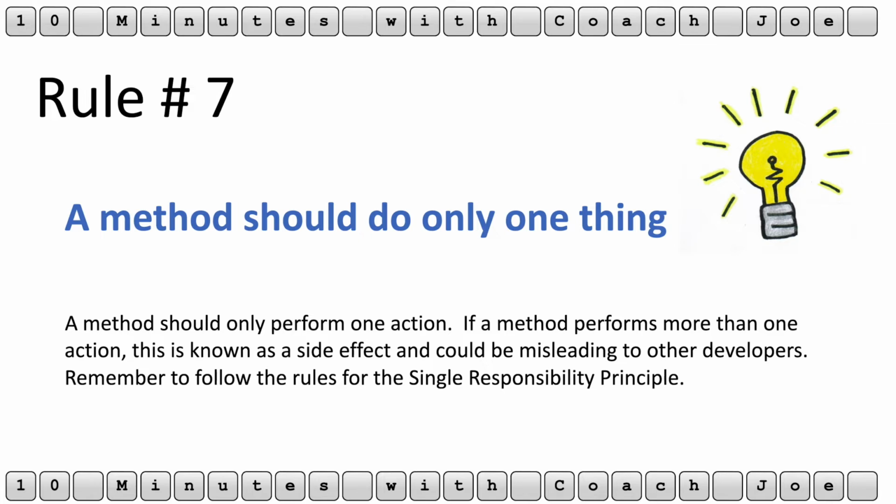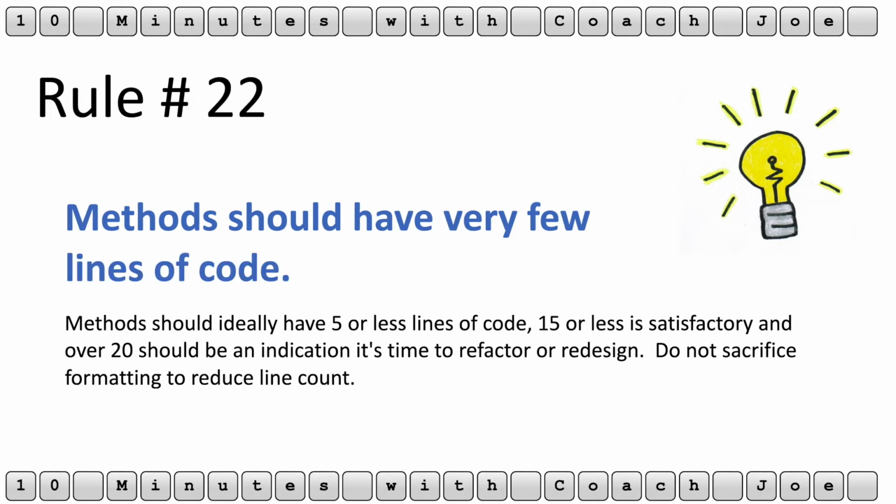If a method performs more than one action, this is known as a side effect and could be misleading to other developers. Coach Joe rule number 22 states, methods should have very few lines of code. Methods should ideally have 5 or less lines of code. 15 or less is satisfactory. However, as more lines of code are added, is the method performing one action?